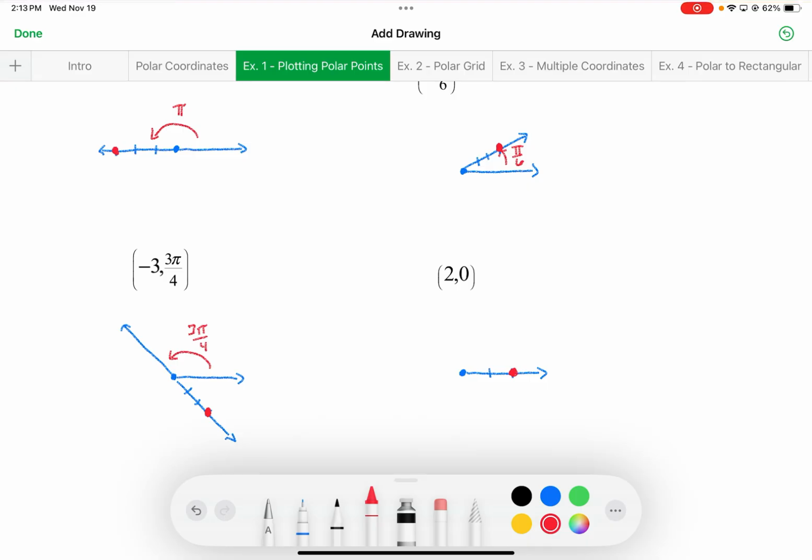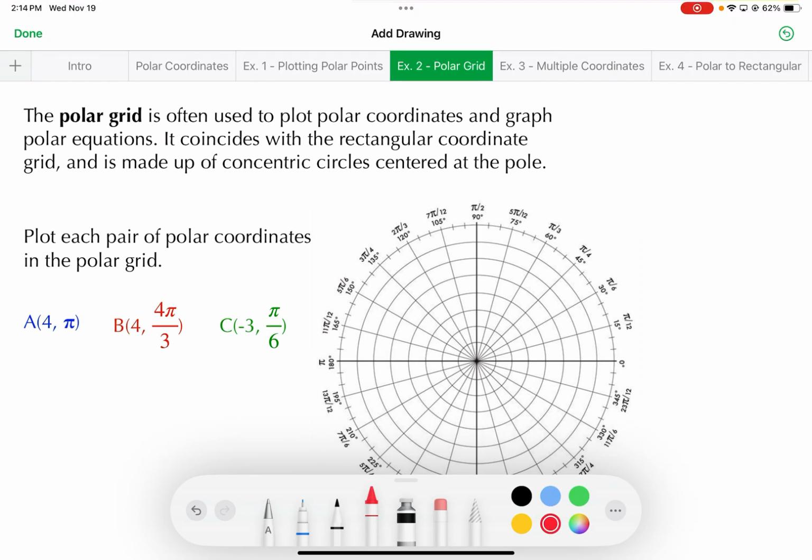Okay. All right, so now let's talk more about the polar grid that you briefly saw in that illustration. So this is used to plot your polar coordinates and graph your equations. We'll use this a lot more in the coming days. So big thing to understand, this grid system, it coincides with the rectangular coordinate system, okay? So the polar grid, it's not like it's separate from the rectangular grid, okay? This is just a different way of plotting points in 2 dimensions, okay?